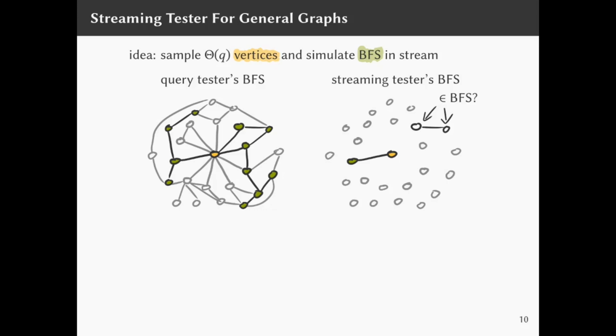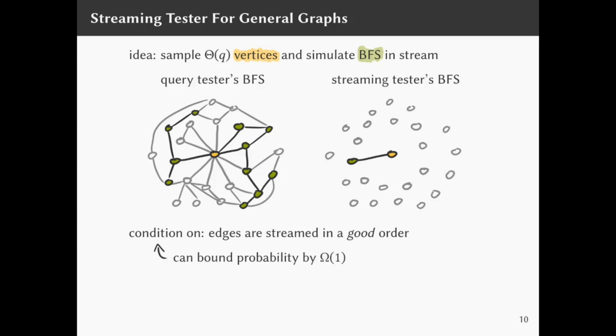One thing that we could do is to condition on the event that the edges are streamed level by level. Or in other words, we condition on the event that the edges are streamed in a good order. And actually we can derive a lower bound on the probability of this event, and this is constant. Now, if the edges are streamed in a good order, this means that we first get the edges from the first level of the BFS, and then we get the edges from the second level. And when we get the edges in this good order, we can bound the probabilities to see each colored Q-disk independently, and we are good.